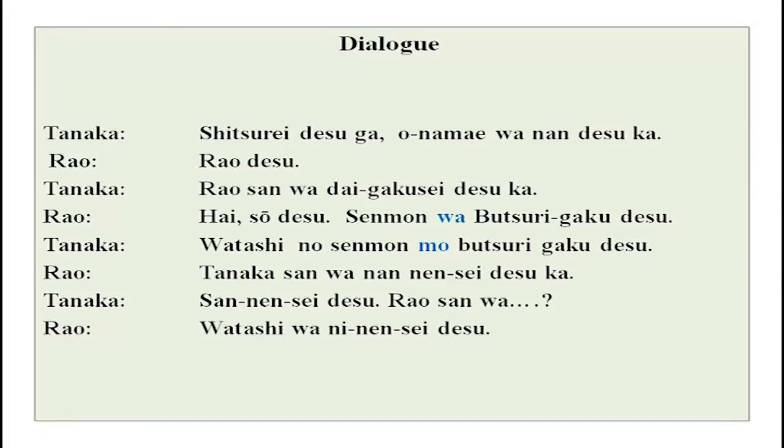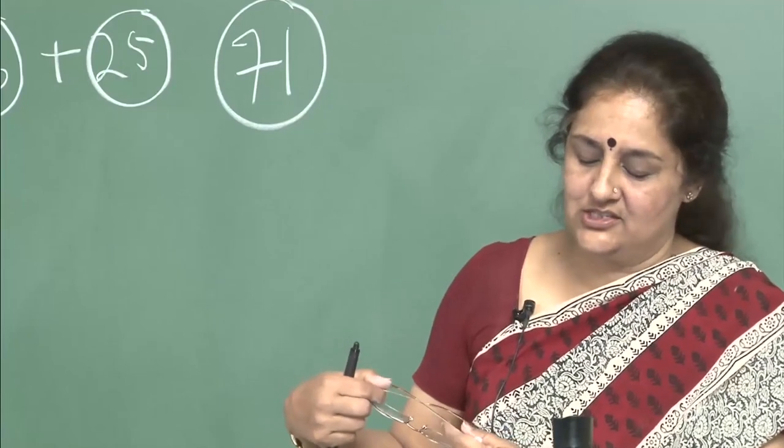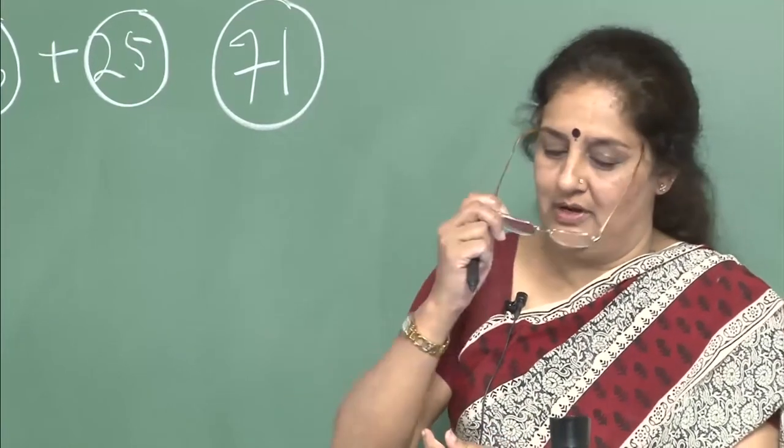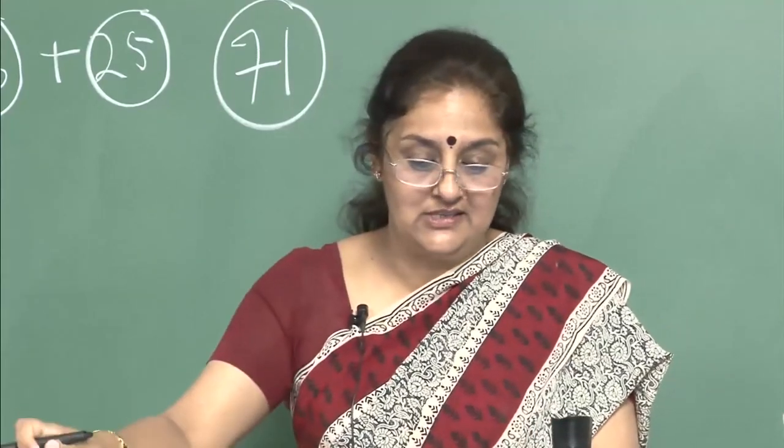So this is what you actually heard. Well, I will read it now for you. This is a conversation between Tanaka-san and Rao-san, two people, and they are just talking somewhere and have already met probably, because the usual first time meeting conversation is not there, which is hajime mashite dozo yoroshiku. So, well, they are just talking. I will read it out to you now. I will not read the names, please.